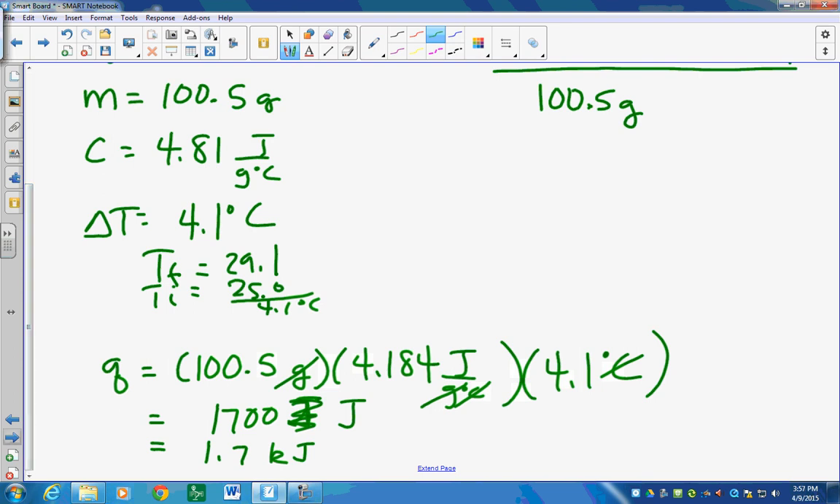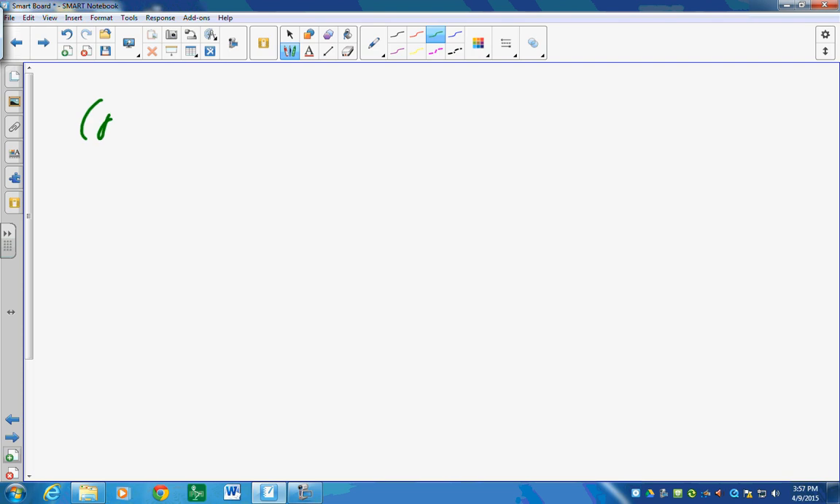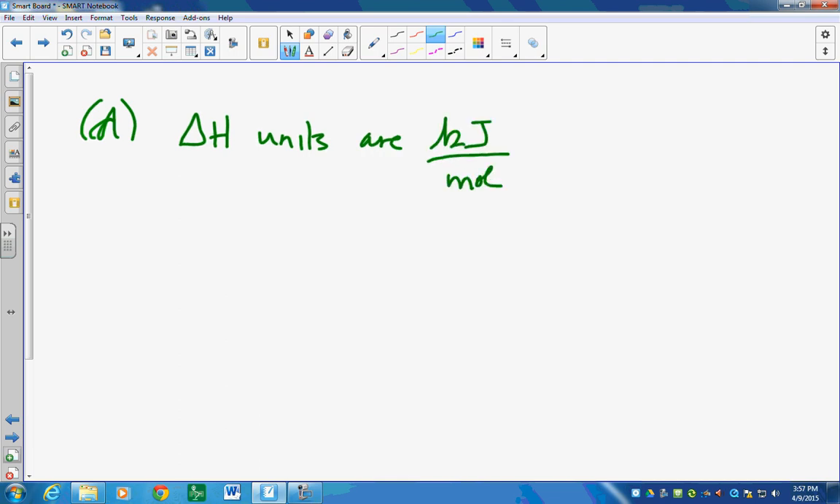All right, D. You're going to feel D is pretty easy, but my kids 2 years ago felt really stupid because it says determine the student's delta H for the reaction. So basically, this is what you got to know. Delta H units are kilojoules per mole. Okay, now we know kilojoules.